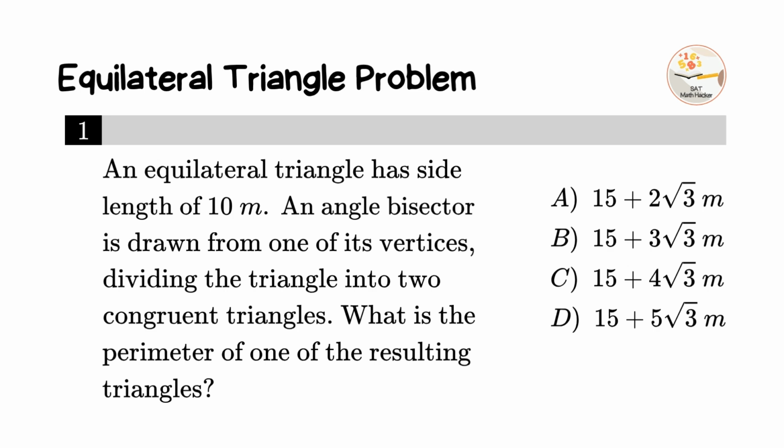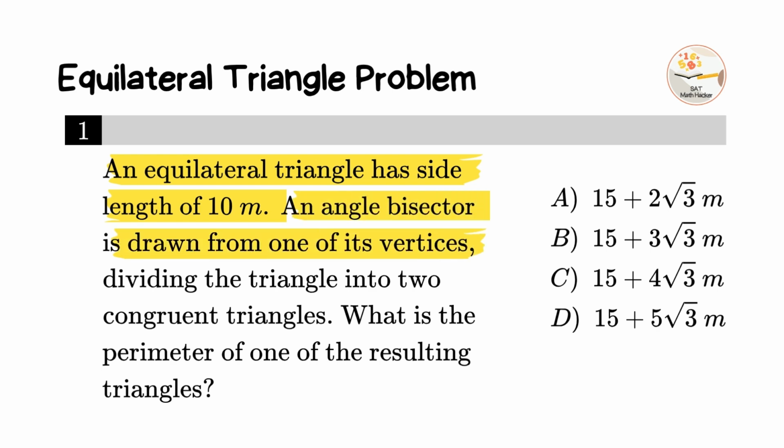In this SAT geometry problem, we're told that an equilateral triangle has a side length of 10 meters, and an angle bisector is drawn from one of its vertices. This divides the triangle into two congruent triangles, and we're asked to find the perimeter of one of those resulting triangles. Let's break it down.